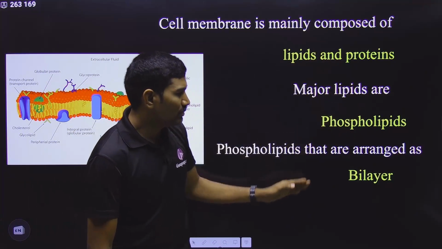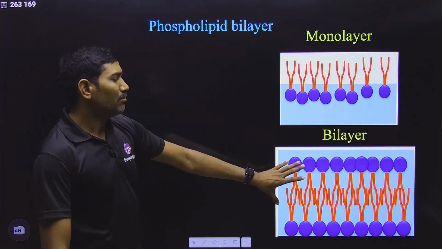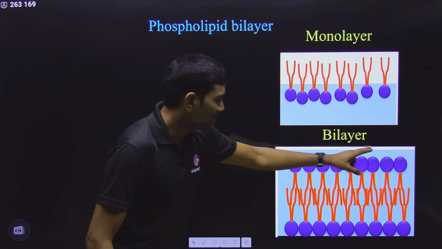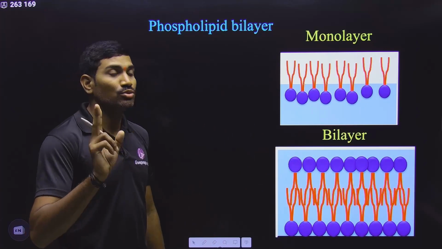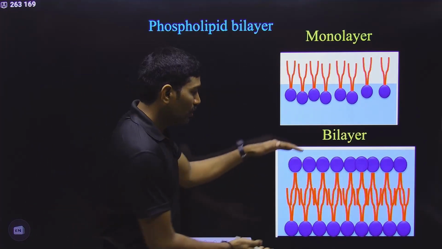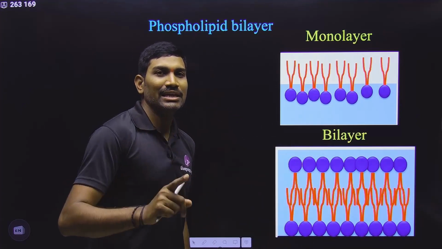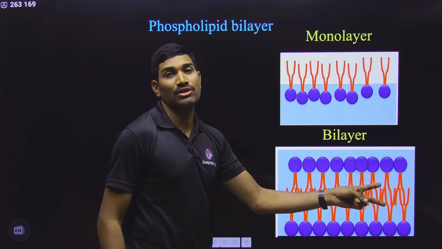And how are these phospholipids generally arranged, monolayer or bilayer? Generally they are arranged as a bilayer. Monolayer means a single layer of phospholipids, but in the membranes we generally observe a phospholipid bilayer. Bi means two layers. This is one layer, this is another layer. So please remember, two layers combined form one membrane. If you are talking about the plasma membrane, it is one membrane, that means two layers of phospholipids.